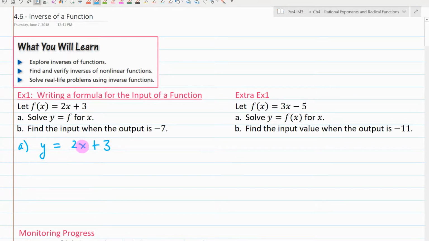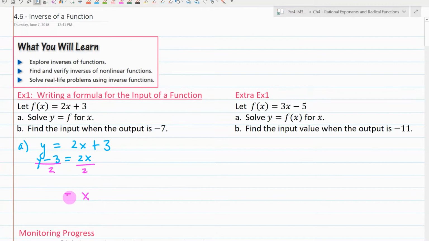So that's what an inverse function does. It kind of undoes this. If you notice x, it's multiplied by 2, and then we add 3 to it. So we're going to undo that. The first thing we're going to do is subtract 3. So then we get y minus 3 is equal to 2x. You have to subtract 3 from both sides. And then you're going to divide both sides by 2.